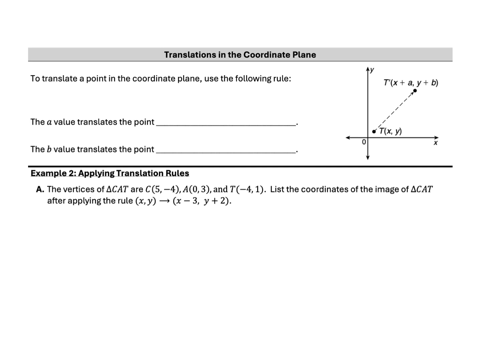We're going to be working with translations in the coordinate plane. There's a rule for translation in the coordinate plane, and it looks like this. To translate a point in the coordinate plane, we use the rule xy maps to x plus a, y plus b, where the a value translates the point horizontally. When the x changes, it moves left or right.